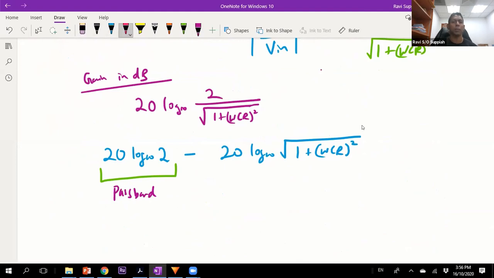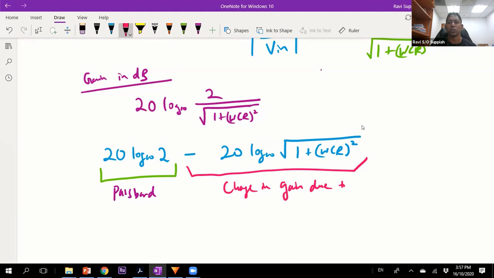Then we have the other part, which is this minus this. And this is basically the change in gain due to omega. Because right now, in this second part of the expression, we have an omega there. That means when the omega changes, then this part will come into effect.